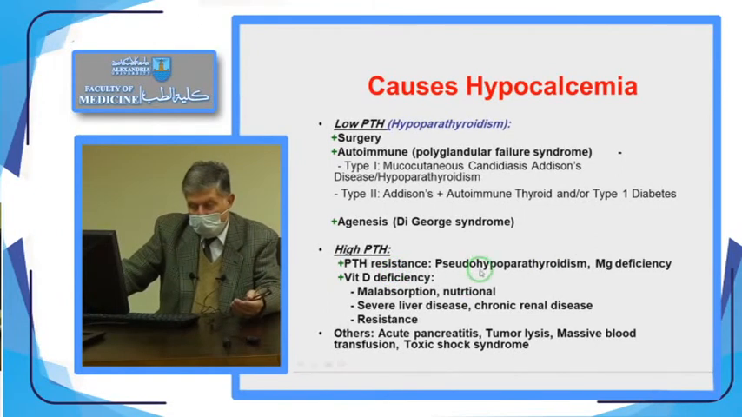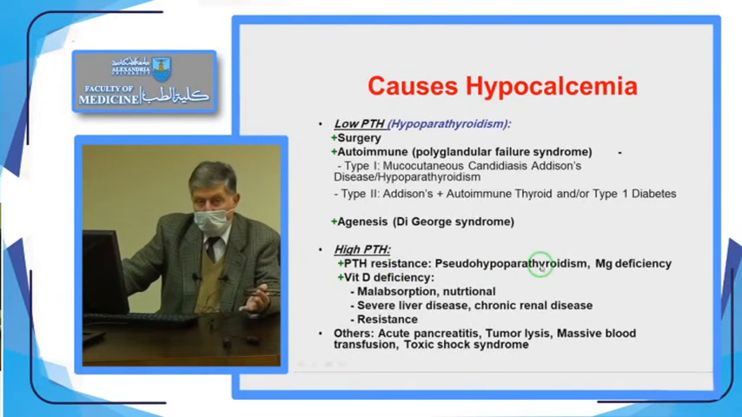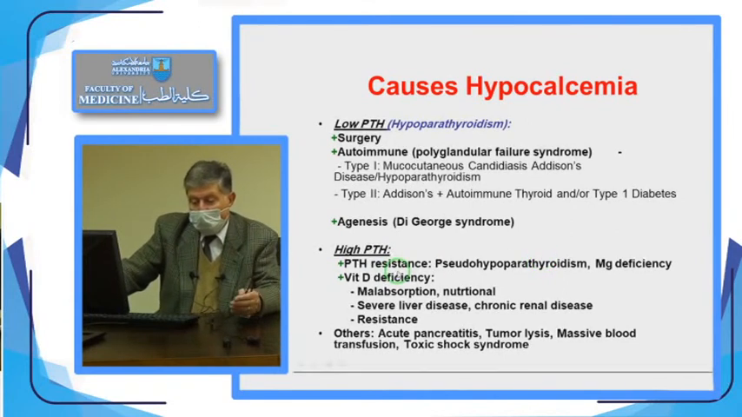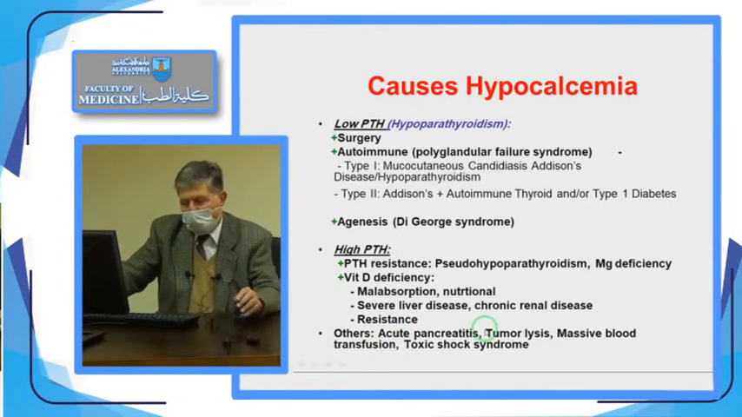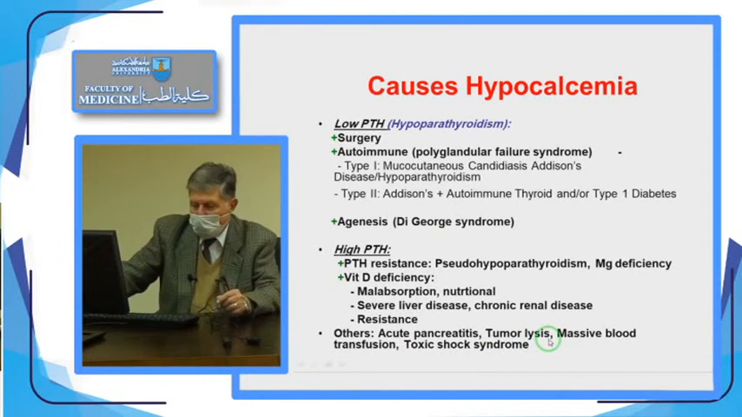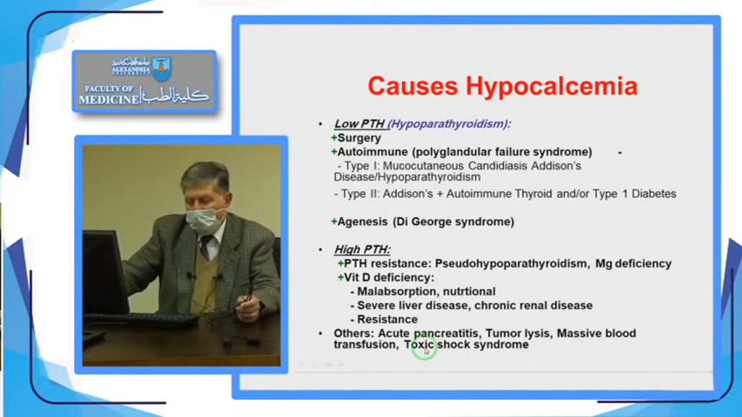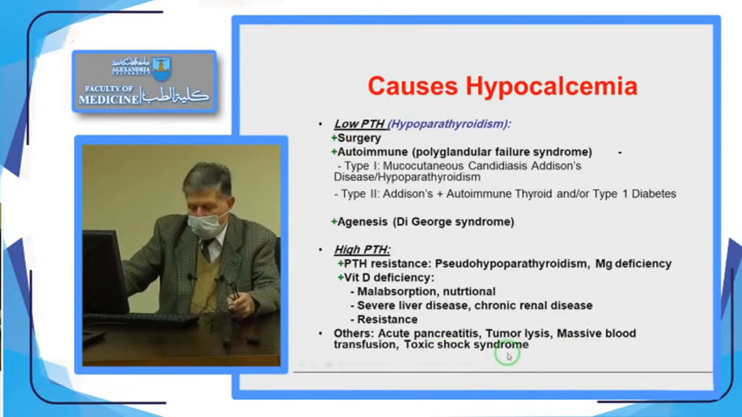So remember, in pseudo-hypopara, the calcium will be low because the PTH is not acting while the PTH cells are secreting, so you get high PTH. This is it. Other causes of hypocalcemia can be due to acute pancreatitis, tumor lysis syndrome, massive blood transfusion, and endotoxemia by the Staph aureus, what we call the toxic shock syndrome.